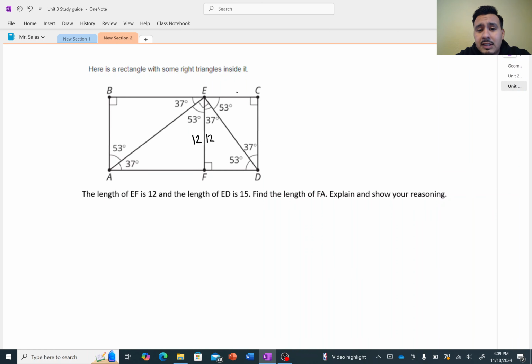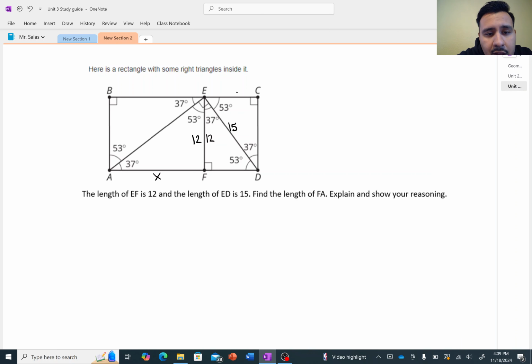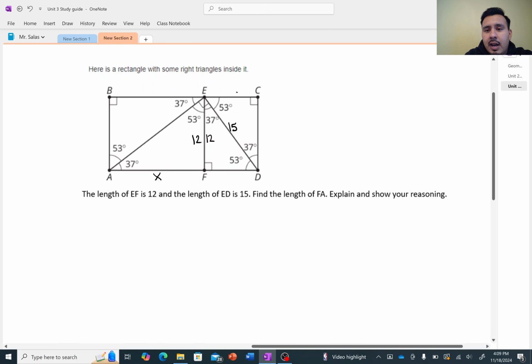The next part, it says ED is 15. I'm going to be honest with you. We do not need this triangle and we do not need this triangle. We only need these two, right? Because we're also being asked to find the length of FA. So for that FA, I will write in an X, okay?